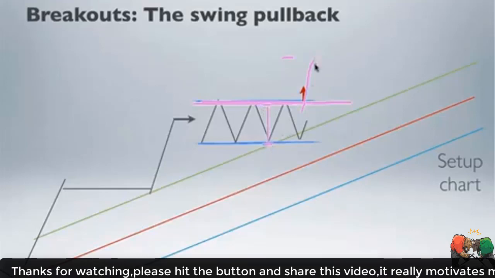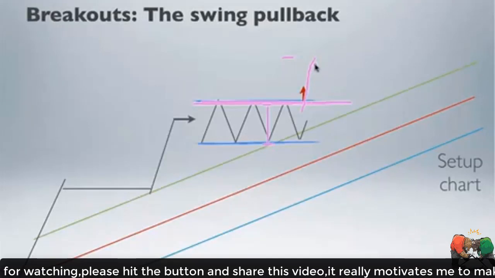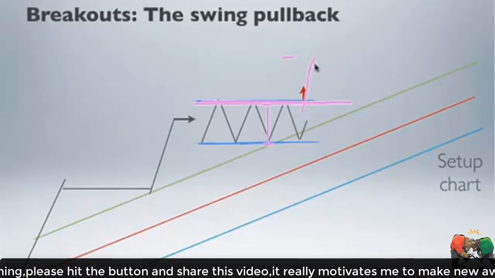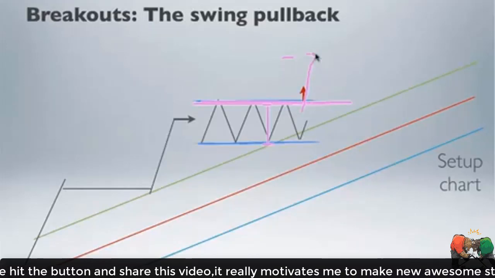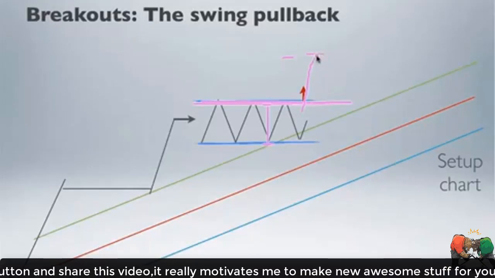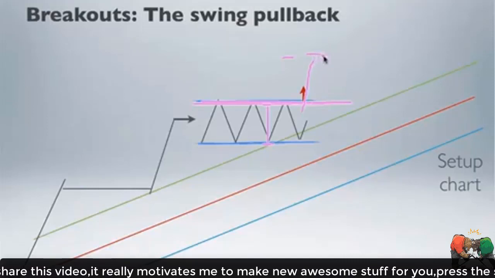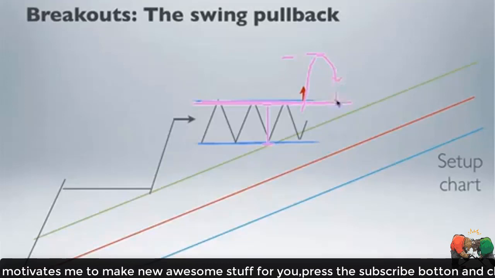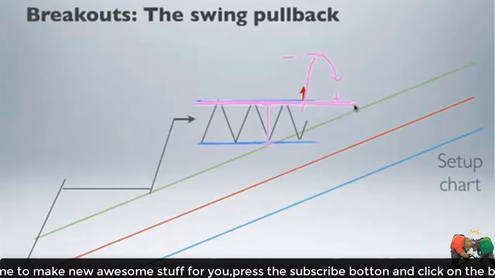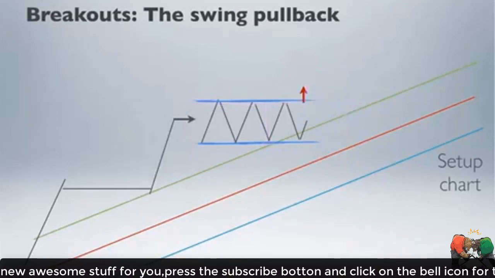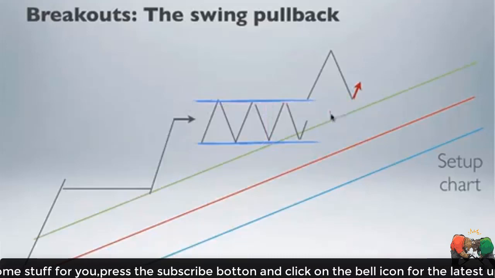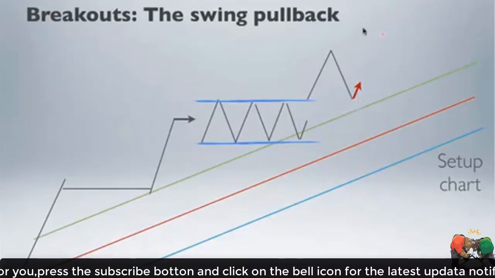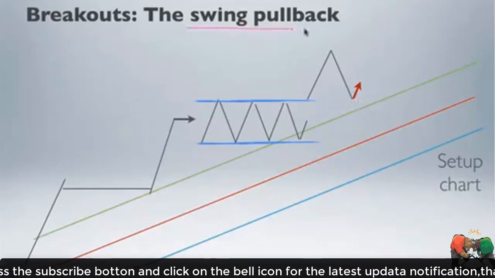Well, the range, the triangle, the flat triangle, it doesn't matter. They all work exactly the same. So once the momentum dies out and traders reverse their position, price tends to retrace down all the way back to this area here, the breakout area. Something like that. And what we're going to be doing now is to trade that swing pullback.